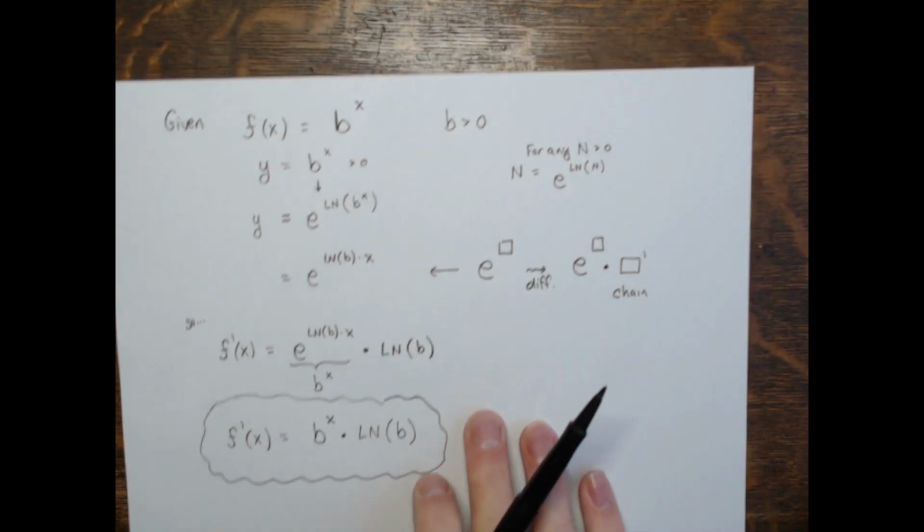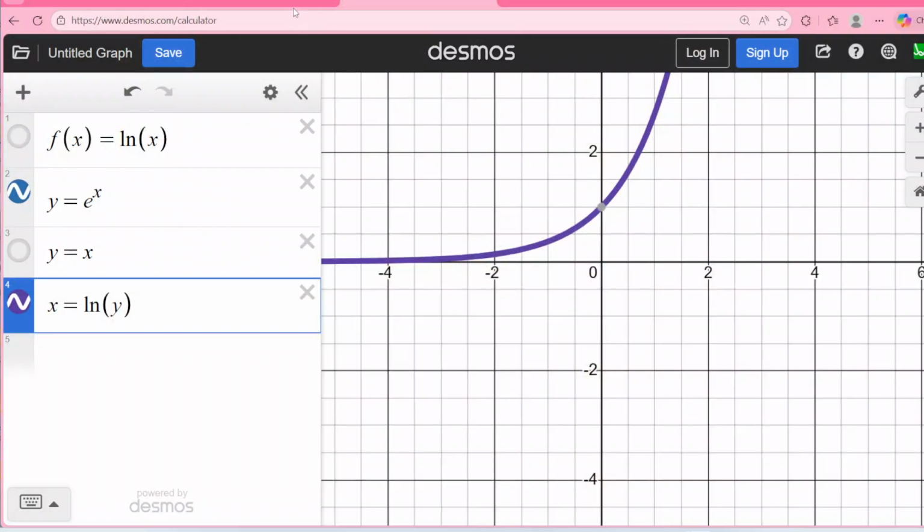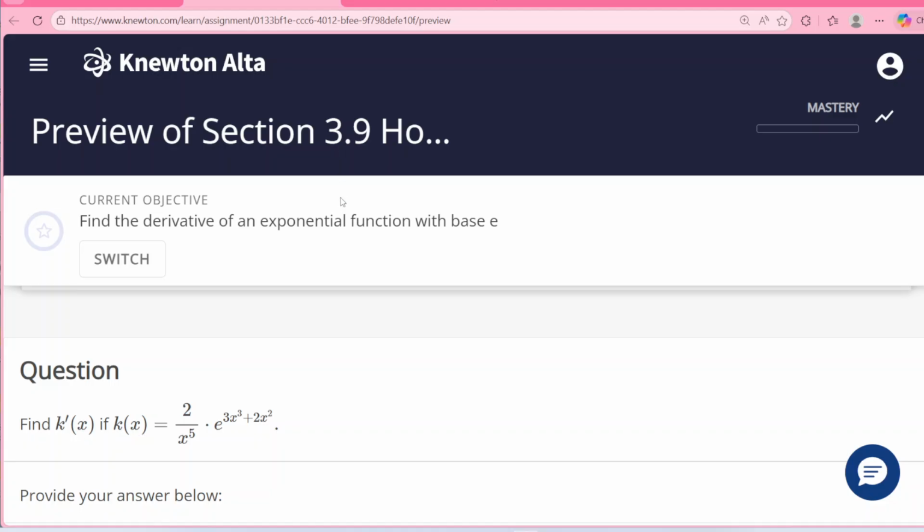Okay, so now that we got all these rules, I've got the derivatives of logarithmic functions with any positive base, and the derivatives of all the exponential functions with any base. Now we can go through and do a lot of these problems from the homework assignment. So the first objective I'm looking at here is to find the derivative of an exponential function whose base is e.